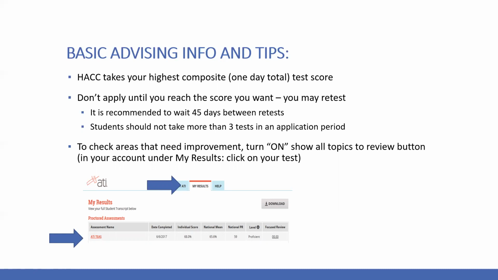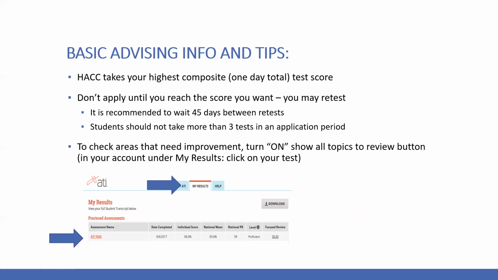If you want to test early, to make sure that there is time to retest if you don't achieve the score that you want. We really don't have the ability to monitor how many times people take a test, but we recommend that you wait 45 days between tests, at least 2 weeks, to give you time to study so that you can do better the second time. As we've said, the test is not cheap, $96 plus tax, so to take it many times can get very expensive. Again, a recommendation, not a rule, that students really shouldn't take the test more than 3 times in an application period, which is a year.